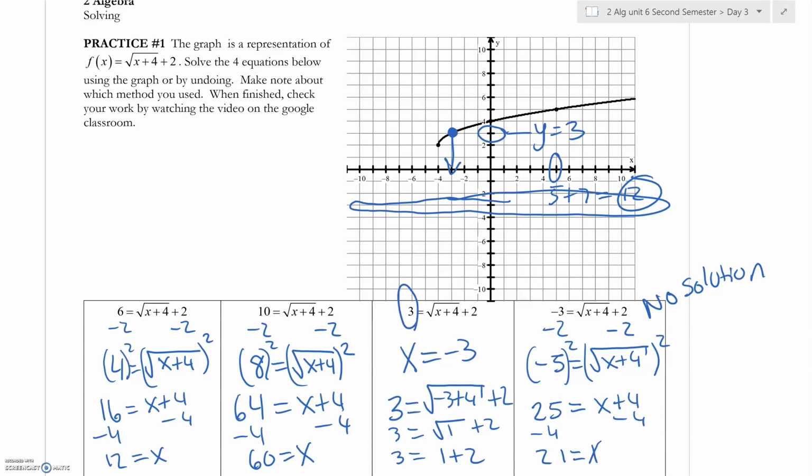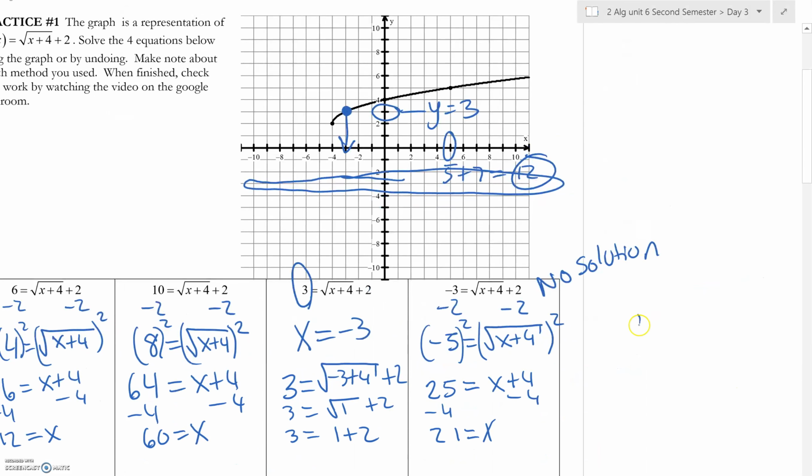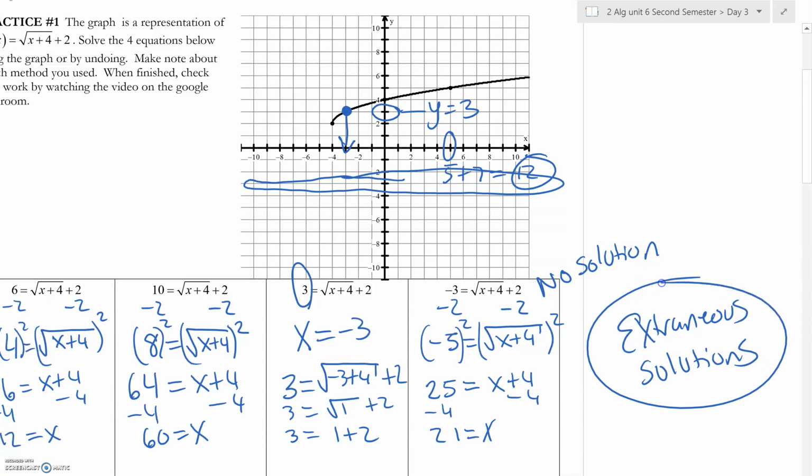So what we're about to encounter with square roots is something we call extraneous solutions. All right, so you have to watch for those, especially on homeworks and upcoming quizzes. Watch for those extraneous solutions.